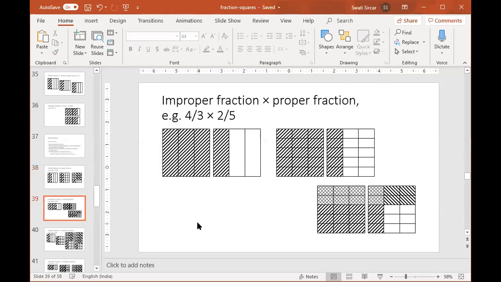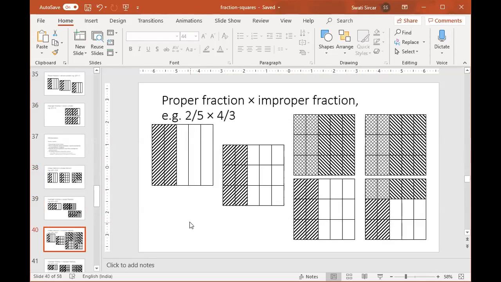This is an example of improper times proper. Okay, so you can see that it has spilled over in one direction, but the basic process remains the same. This is proper times improper. So this is the starting point, then you split it, and you need 4 such. So you take all 3 and you need 1 more, and then you get the 4th. Okay. So this is the final thing. And again, you can see the spillover here.